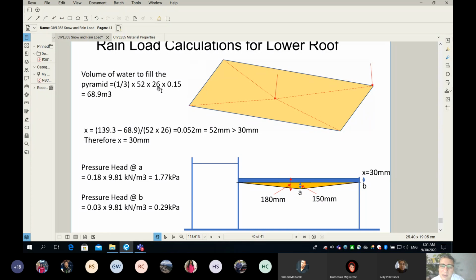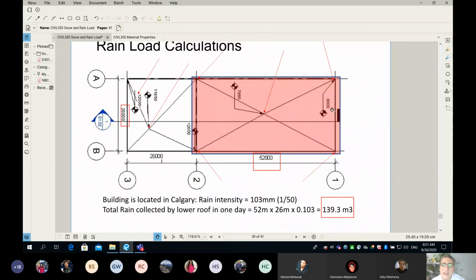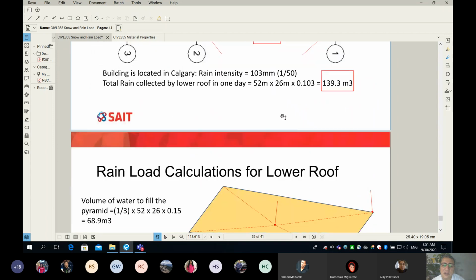The volume of the pyramid is 1/3 the area of the base times the height. If you apply this, what is the base? It's simply 52 meter by 26. 1/3 is constant, and then 0.15 is the height, because it's here in the elevation. And again, on the plan view, the difference in elevation between 8,000 and 7,850 is 150 millimeter.